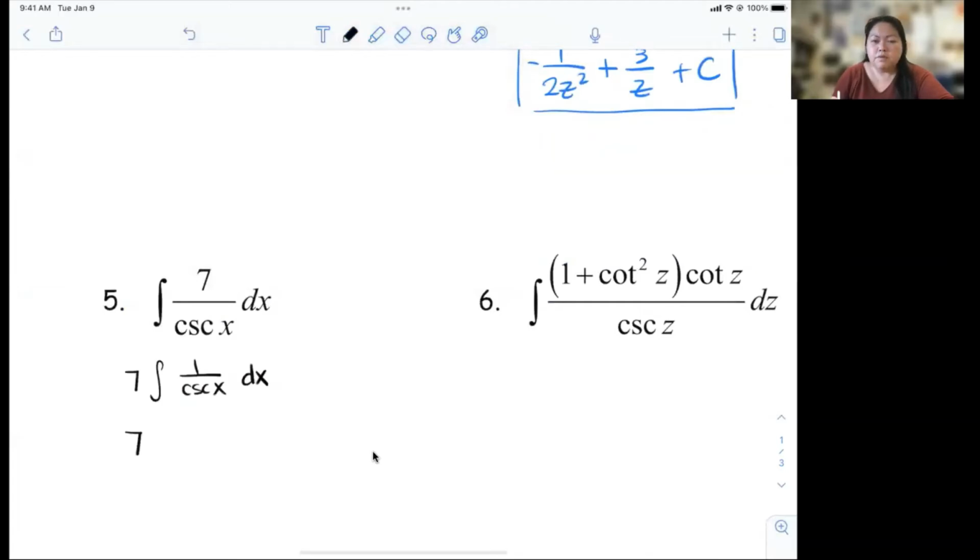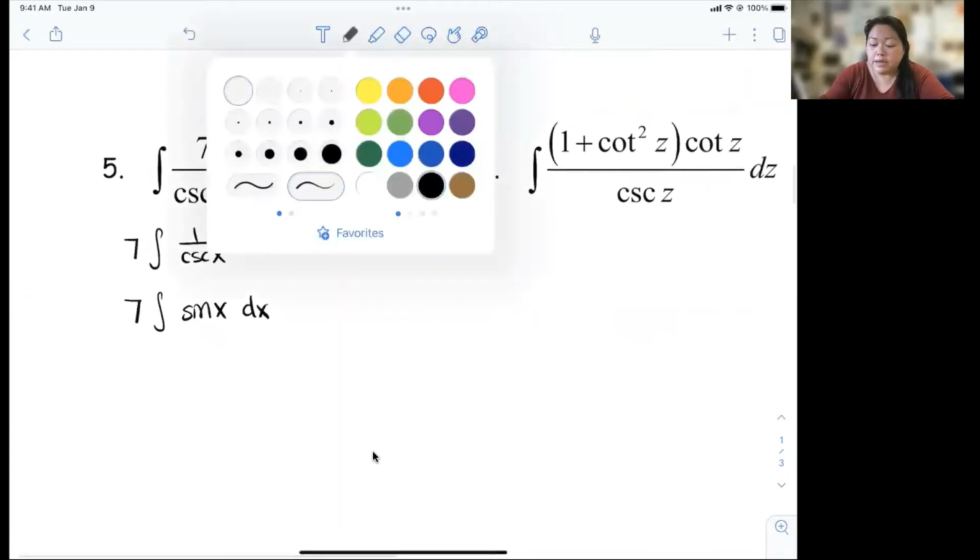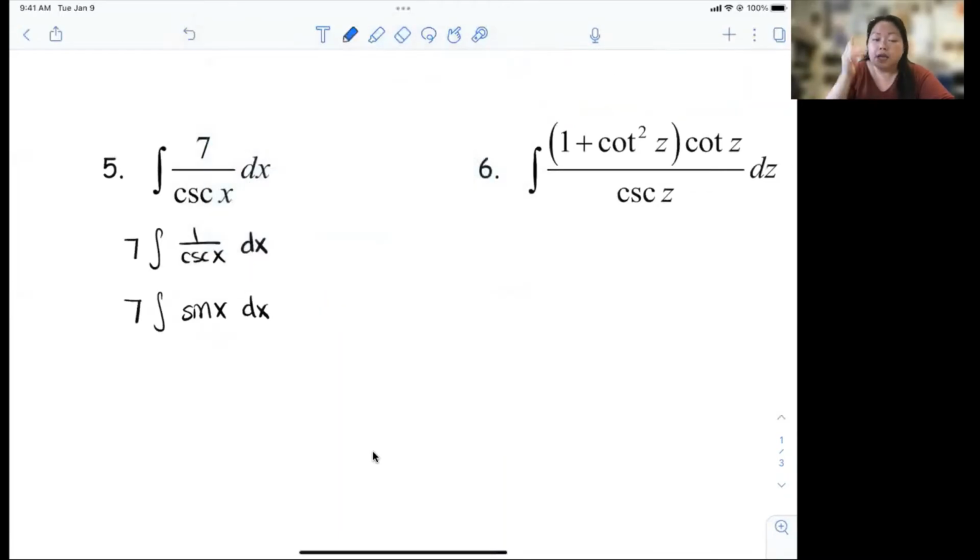Then I ask myself, 1 over cosecant. Cosecant is already a reciprocal. Cosecant is 1 over sine. So 1 over cosecant is really sine x. Now that's doable, right? Now I can go ahead and work that out and look at my chart above and say, all right, well, the integral of sine x is negative cosine x.